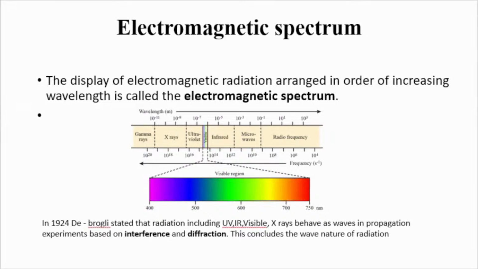The visible region is the region which we see. This is what we can see. That is why we can identify there are 7 colors. So we can identify those rainbow colors.